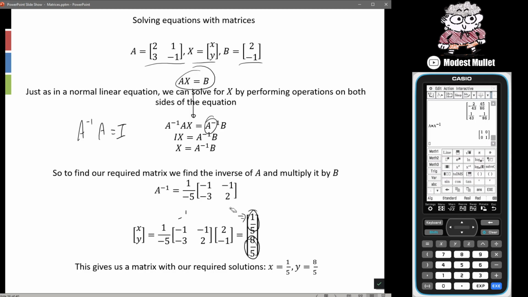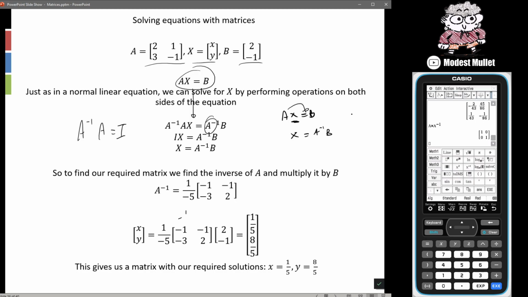I'm just trying to think. Let's erase some of this. If we had AX equal B and we're trying to figure out what X is, since the A is in front, we're going to put the inverse in front on the other side.